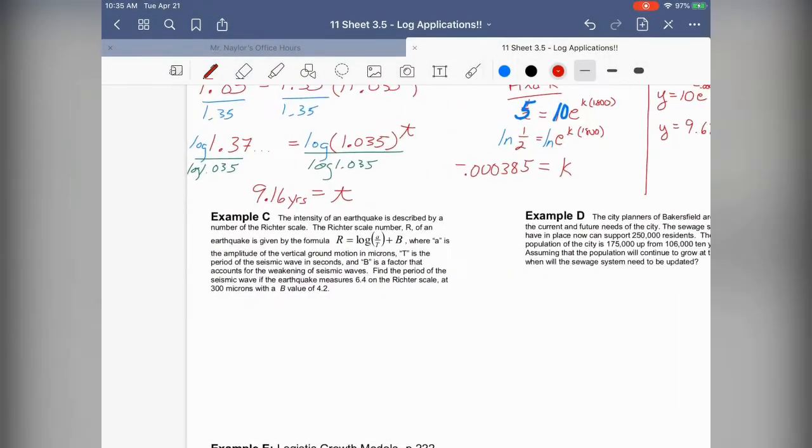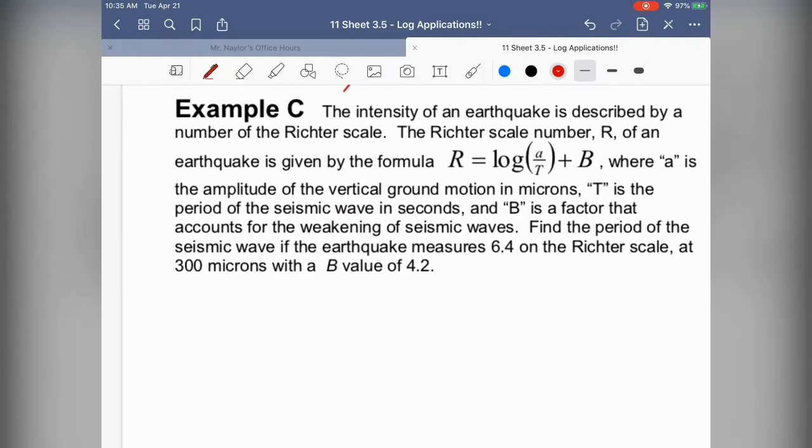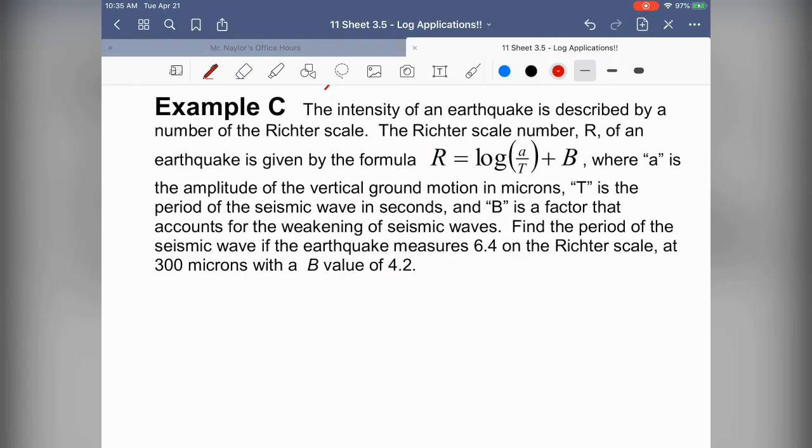As we slide down here to example C, we see a situation that involves an earthquake being modeled by a logarithm. In fact, the Richter scale number is a logarithmic formula. Now, look a little more closely at this formula. We've got A. A is the amplitude. We've got T. T is the period. And then we've got this B value. It says that it's a factor accounting for weakening. It turns out that what it really does is shifts your value vertically. So we end up with a positive Richter scale number.